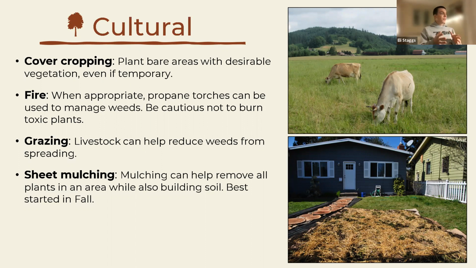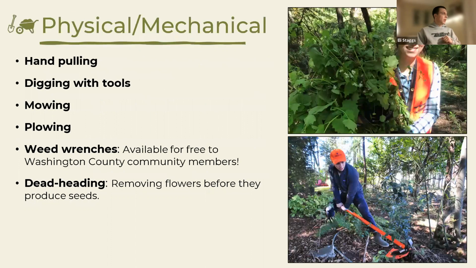And you can use livestock to help reduce weed populations. Sometimes we have weeds or undesirable vegetation that is actually palatable and non-toxic to livestock, so we can introduce our animal friends to eating those weeds, and that can be very helpful. And then you could also sheet mulch, and that can help to remove all plants in an area while also building soil at the same time. So those are some cultural controls, some ways that you can manipulate the environment around you to reduce weed populations.